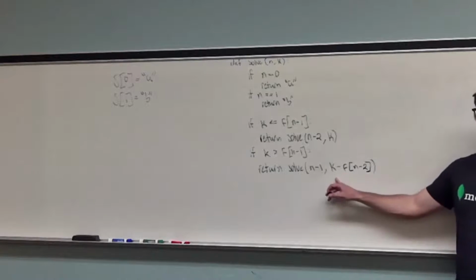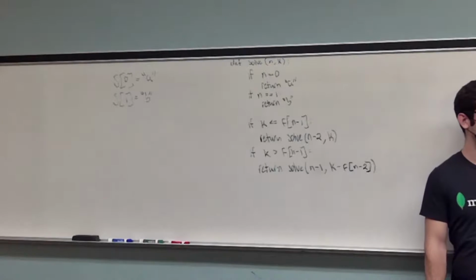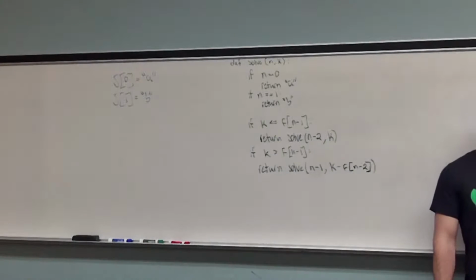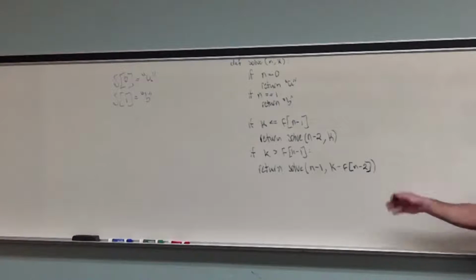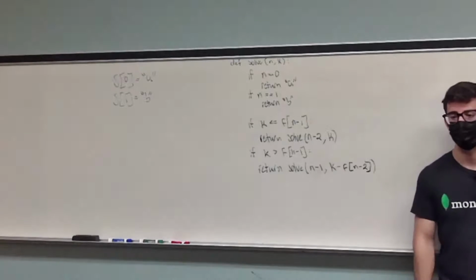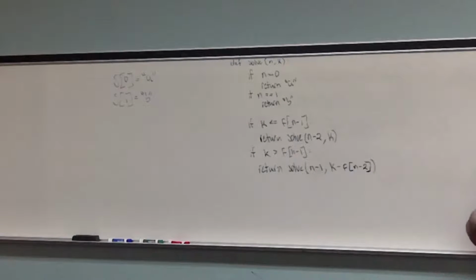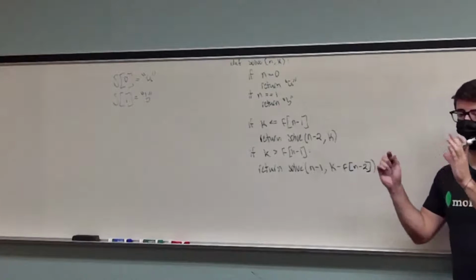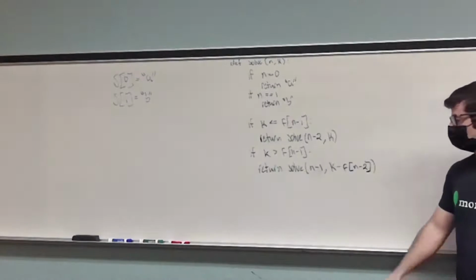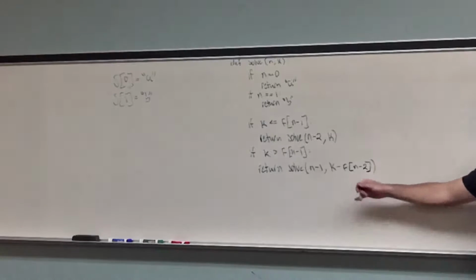Make sense to everyone? Because remember, I think it was what you said, how we're going to remove that left-hand side. And that's exactly what we're doing here. We're not really resetting k, but we're changing that k because we're only looking at the right side now. Since we're only looking at the right side, we first have to remove the characters that are in the left side. And we do that by doing k minus f of n minus 2.